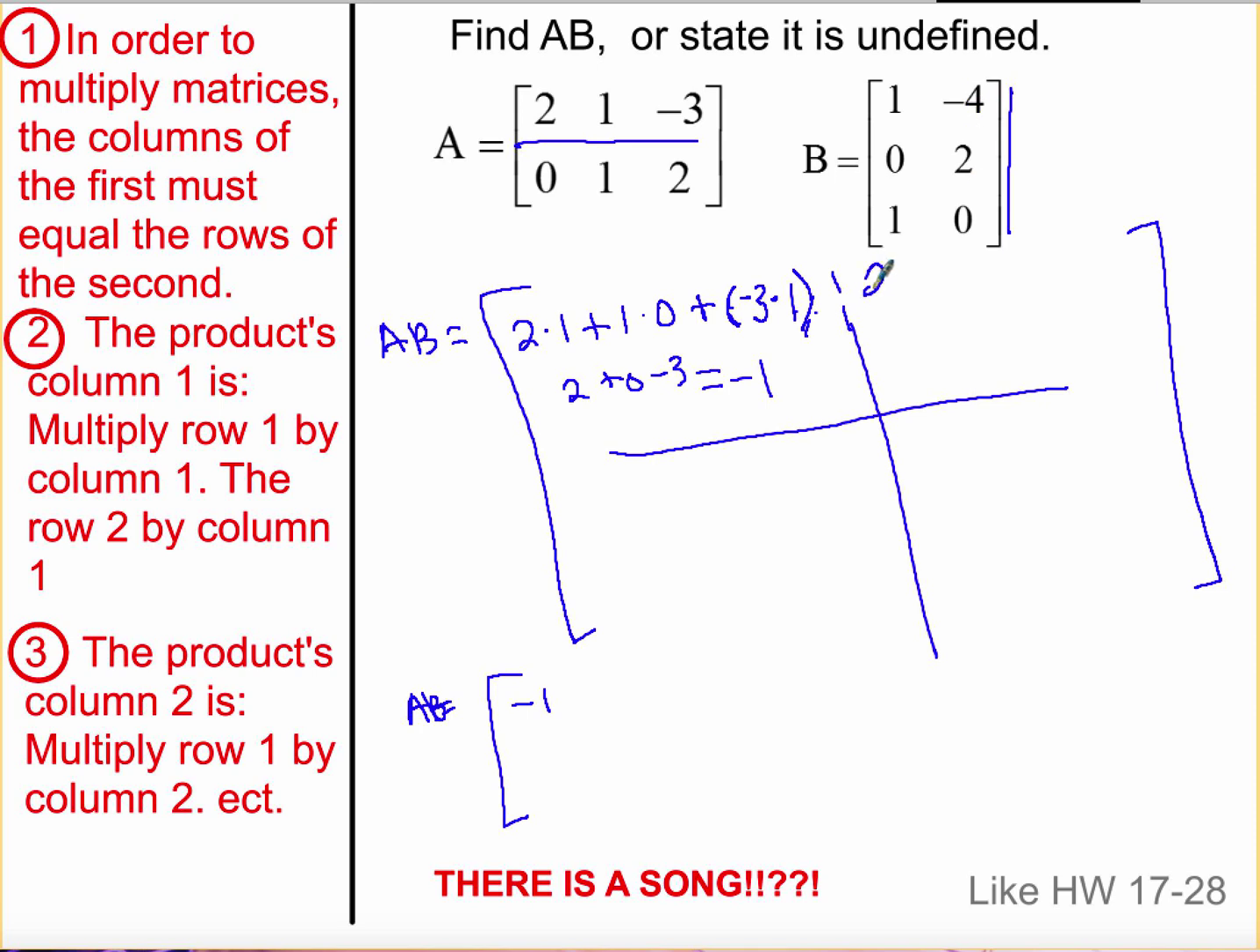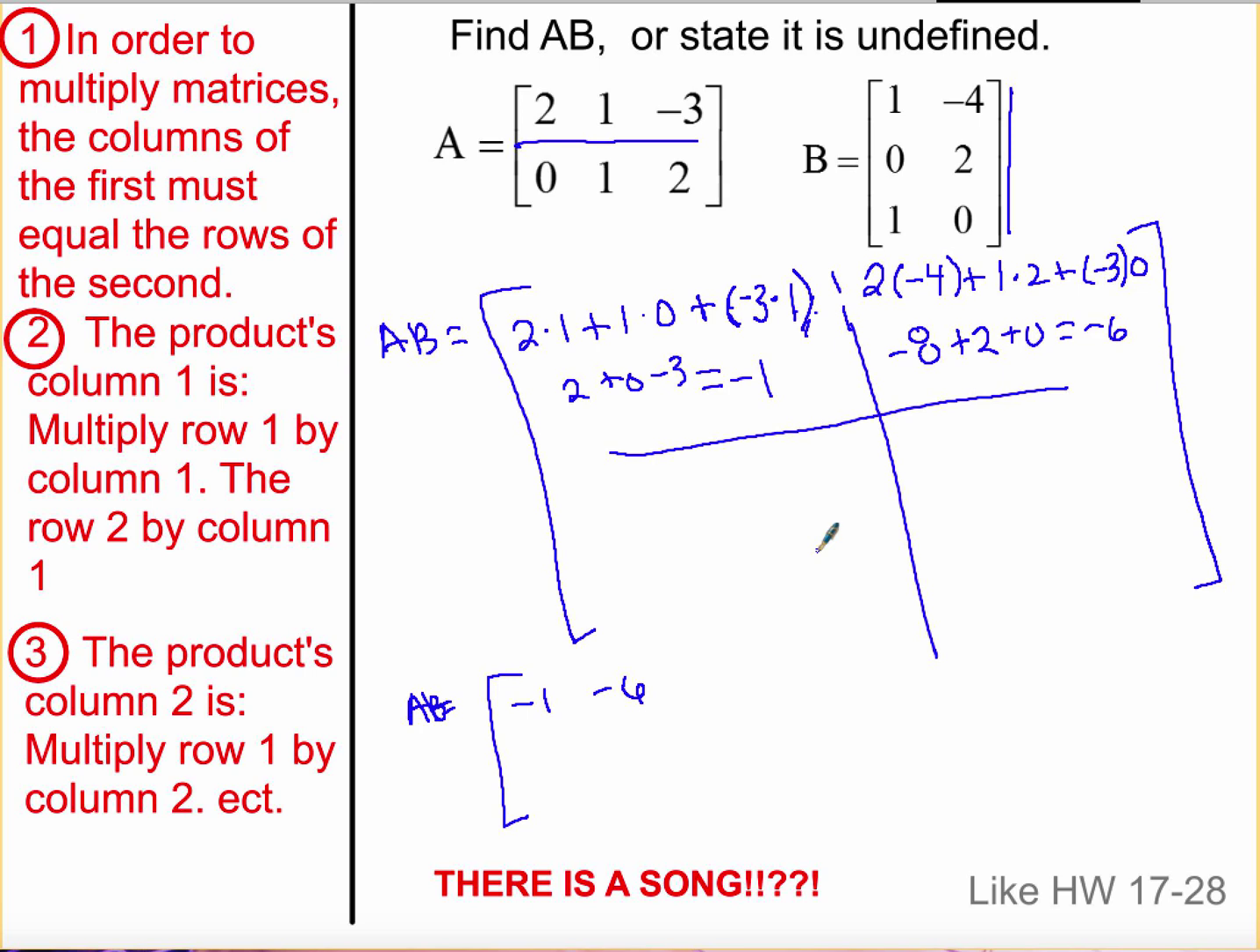So 2 times negative 4, plus, now I'm going to multiply the second pieces. 1 times 2, because this is the second piece in this column. And then negative 3 times that third piece, 0. All right, 2 times negative 4 is negative 8. 1 times 2 is positive 2. And negative 3 times 0 is 0. Negative 8 plus 2 plus 0 is negative 6. So we've got our next component.